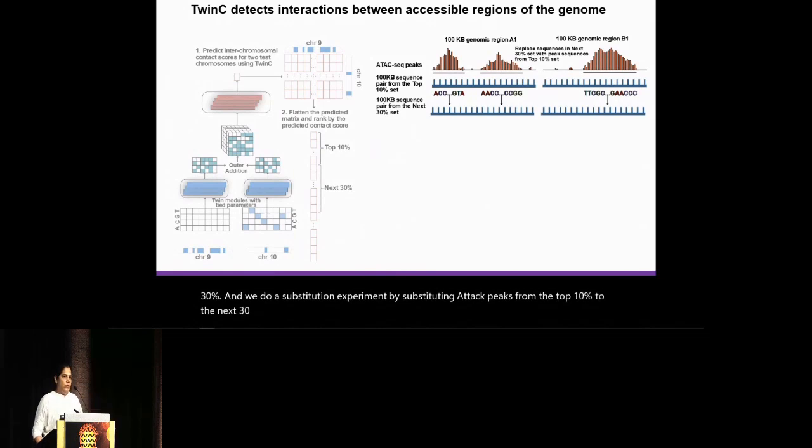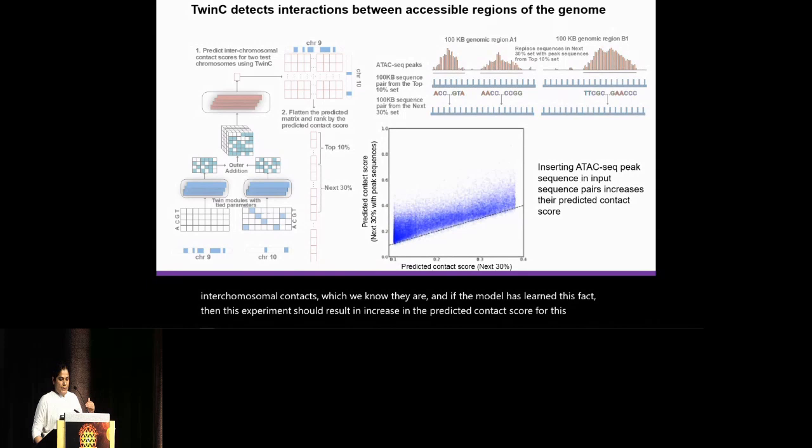So if sequences in the accessible region are important for formation of interchromosomal contacts, which we know they are, and if the model has learned this fact, then this experiment should result in an increase in the predicted contact score for this set. That's exactly what we observe. So on the x-axis is the predicted contact score before substitution, and on the y-axis is the contact score after this substitution. And you can see that all the points are above the diagonal, meaning that the model has indeed learned that these sequences specifically are more likely to be in contact than the ones before. So this is about chromatin accessibility.